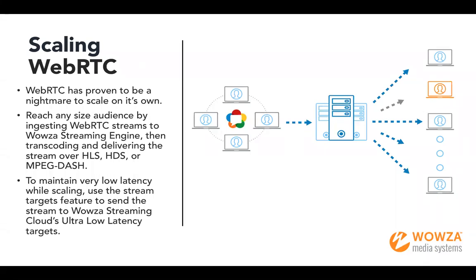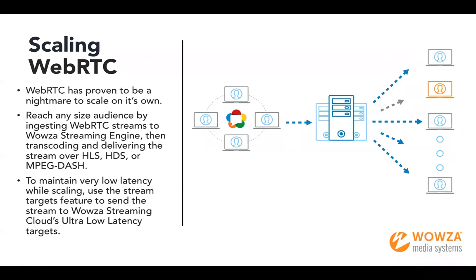When you power WebRTC with Wowza Streaming Engine, you can actually ingest WebRTC streams and use the transcoder feature in Wowza Streaming Engine to transcode the WebRTC stream into any standard output format. Then you can deliver the stream over Apple HLS, Adobe HDS, or MPEG-DASH, which enables you to scale your WebRTC solution without the significant bandwidth that would otherwise be required to deliver your streams to viewers with high quality.